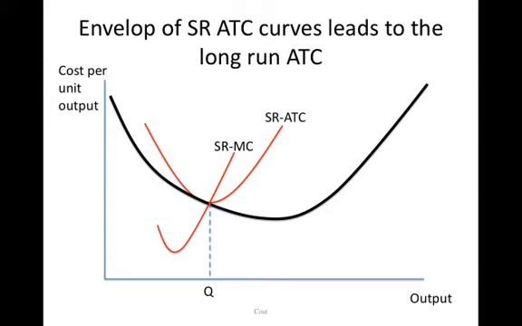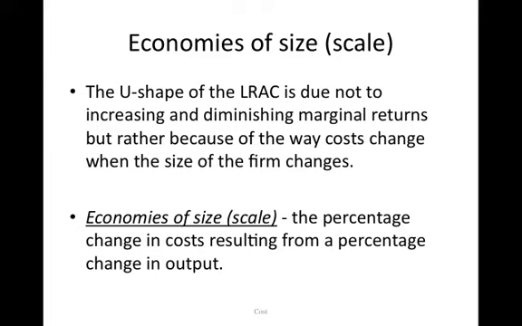Now, why does all this matter? You might be wondering why all of this matters. Well, all of this matters because one of the things that we're interested in is how costs of production change in the long run as firm size changes. And in fact, we can show that the U-shape of the long-run average cost curve isn't due to increasing and diminishing marginal returns, but it's because of the way costs change as firm size changes.